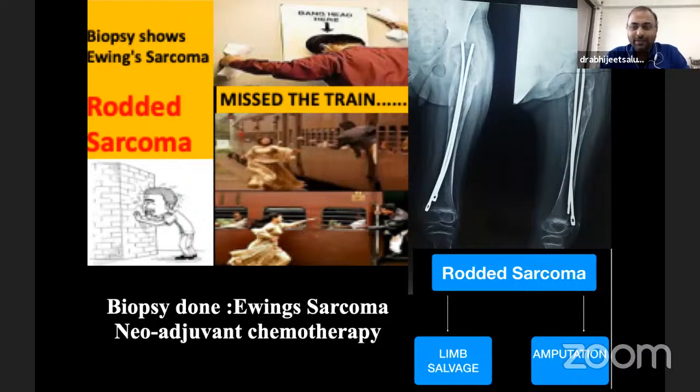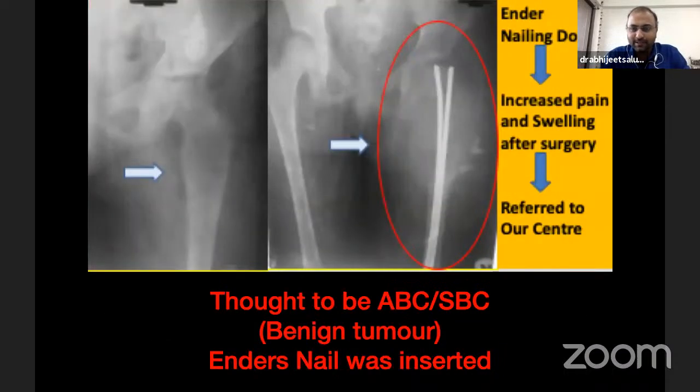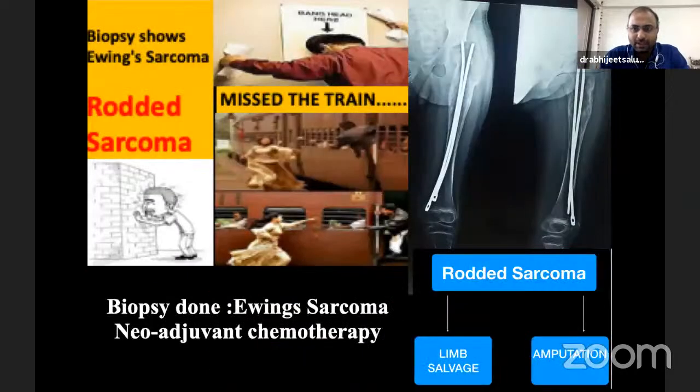We treated the patient with chemotherapy. On the right side, we can see an X-ray where the lesion has healed very well compared to the previous X-ray. It was a big lesion, with the nail just coming out of the femur, and on the right side the X-ray shows it is very well defined now. It's a good response to chemotherapy, and the patient didn't have any lung mets. So we thought we'd treat this patient with limb salvage surgery.